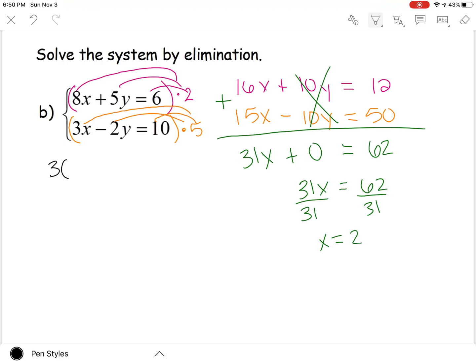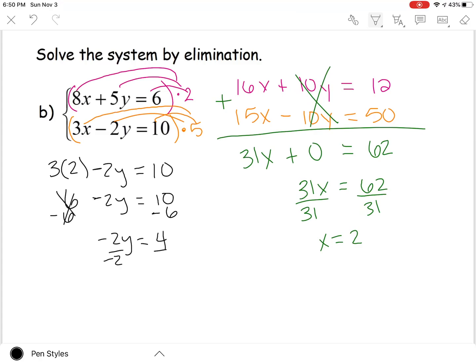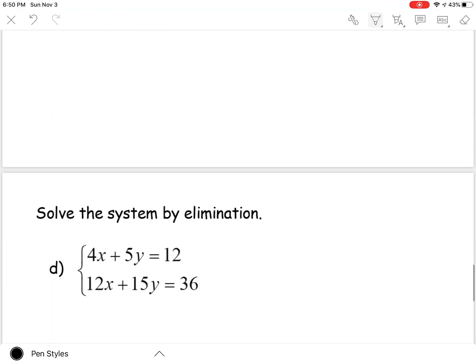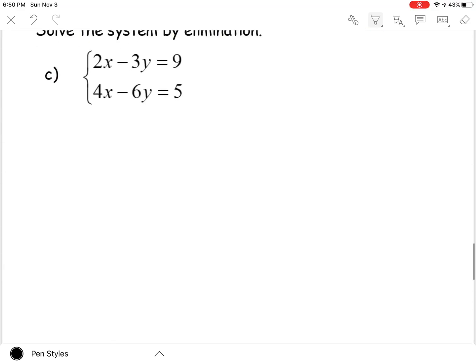So instead of 3 times x, I'm going to have 3 times 2. Minus 2y equals 10. Well, 3 times 2 is 6, minus 2y equals 10. And again, from here, we are just using those inverse operations to solve. Divide by negative 2 on both sides, y equals negative 2. So our one solution would be 2, negative 2. And this is how we solve by elimination. So now would be a good time to pause and see how far you can get. We're going to do a couple more examples.